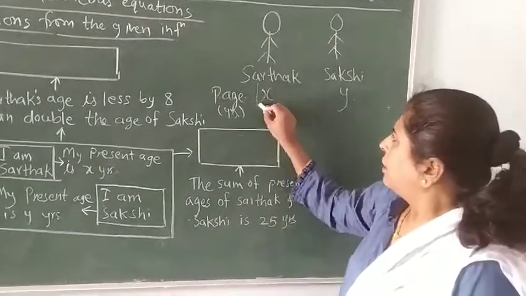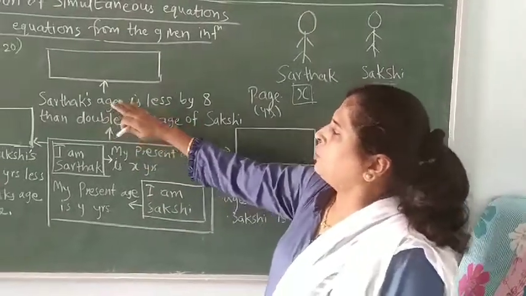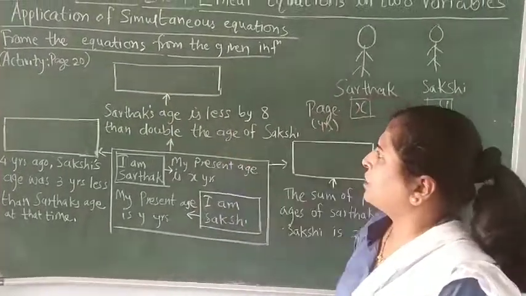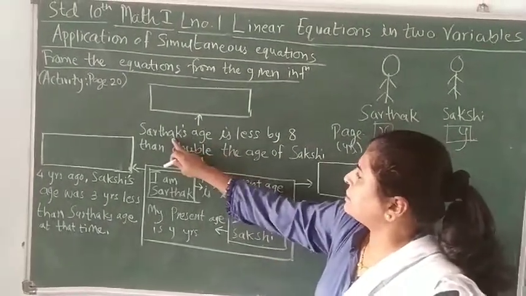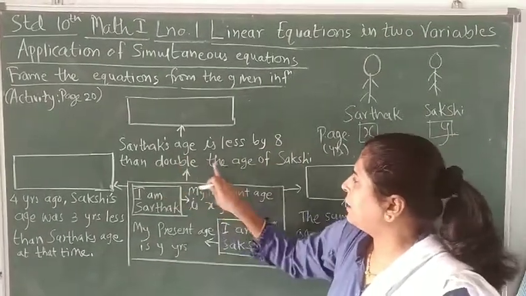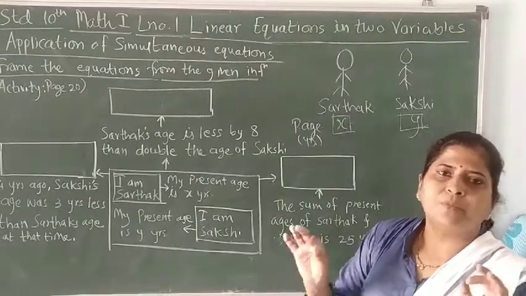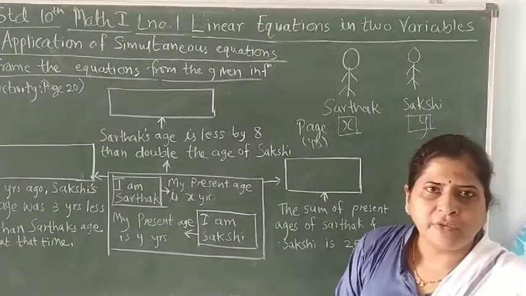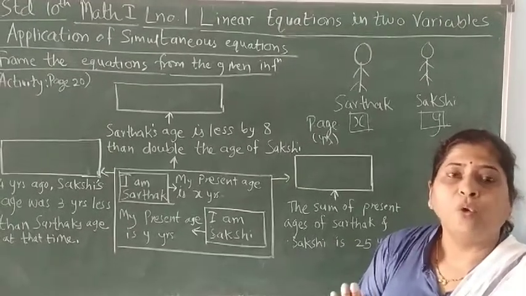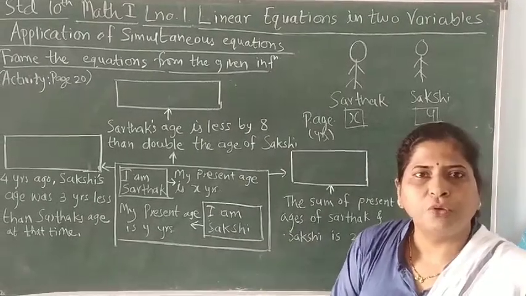Now, this is given to us and some information is given to us. We have to change this given information into algebraic expression and equation form. Now, what is here? Sarthak's age is less by 8 than double the age of Sakshi. Now I will tell you a very unique, special and easy way to convert the given information into an equation. For that, you observe how I am writing and accordingly you also learn to write the equation.